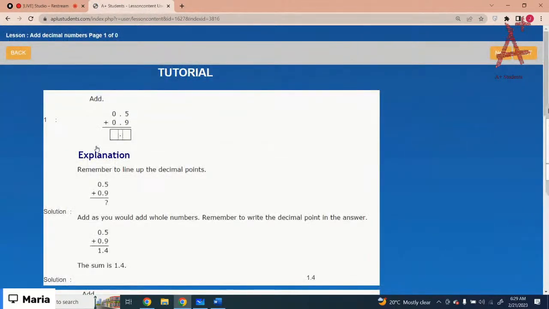Like you have to add 0.5 and 0.9. So remove the decimal points and add like you do the whole numbers. Got it? So 9 plus 5 is 14. So it would be 14. But then you have to put the decimal point. Both the digits have one decimal place. Got it? So the answer must have one decimal place. So it would be 1.4.